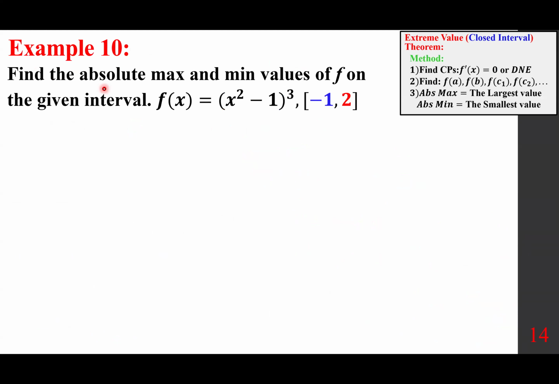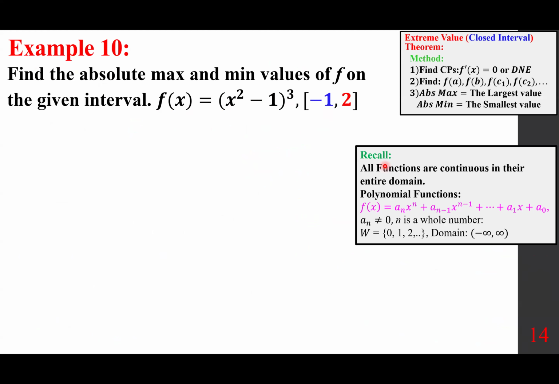Find the absolute max and min values of the function f in the given interval, where f of x is x squared minus 1, quantity cubed, and the interval is -1 to 2, a closed interval. So I want to remind you that, number one, all functions are continuous in their entire domain, meaning if you recognize the function and if you can come up with the domain, that domain is where the function is continuous, and every function in its domain, and that's the key.